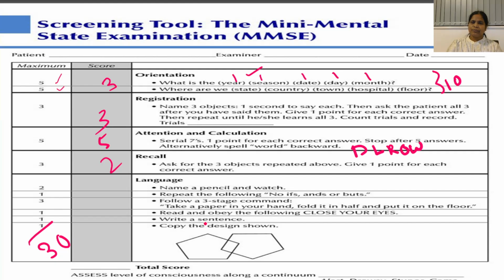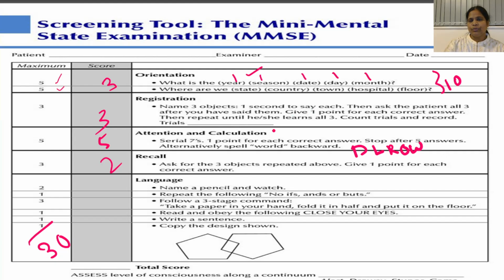So the next aspect here is language. Coming to language, you can take a pencil or a pen and a watch and ask them, what is this and what is this. If they say this is a pen and this is a watch, you can give them 2 marks.